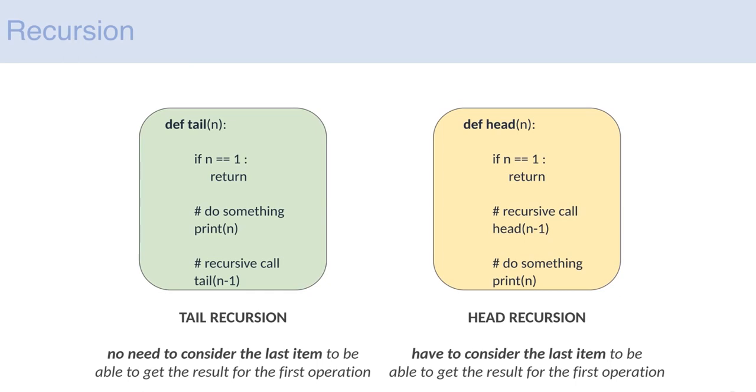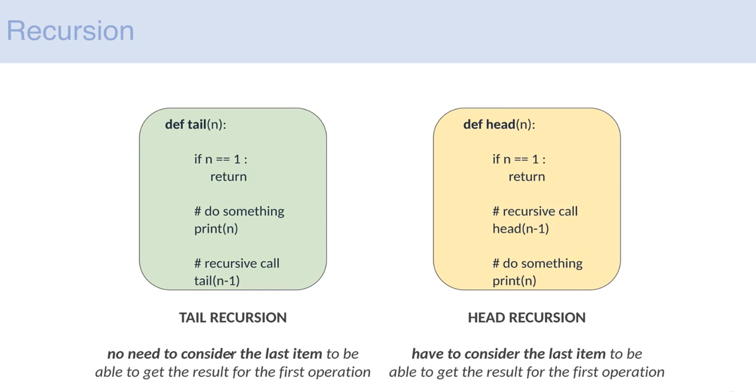Okay, so let's take a look at a concrete example. We have tail recursion and we have head recursion. Of course, no matter whether we are dealing with tail recursion or head recursion, we have to define the base case. If n is equal to 1, we return. Otherwise, we are going to do some operation. In this case, just for demonstration purposes, we print out the value of n, and then we call this tail method recursively with n minus 1. This is tail recursion because the function call occurs at the end of the function.